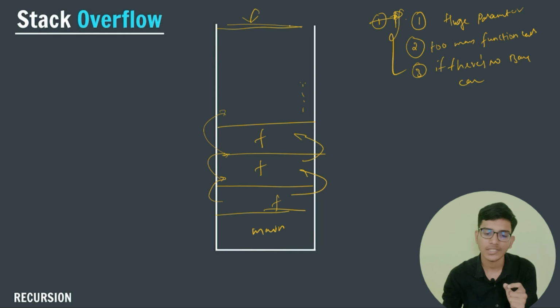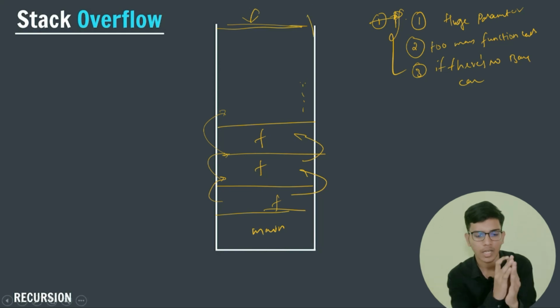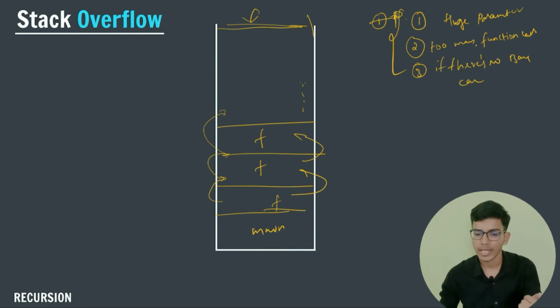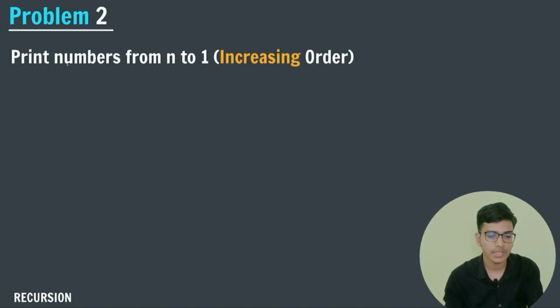So it will show us an error, and it will occupy all the memory in my computer. So if any of these conditions is true, or if any of these conditions happens, then our program will show us a stack overflow condition. Now let us do our second question.